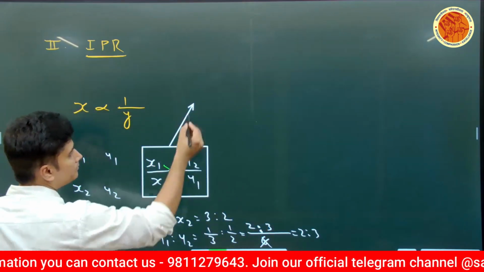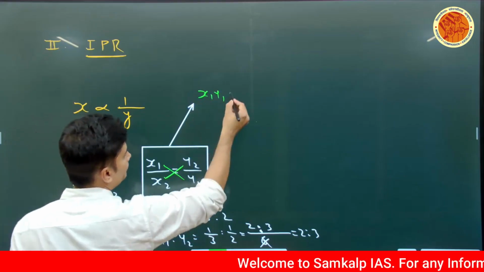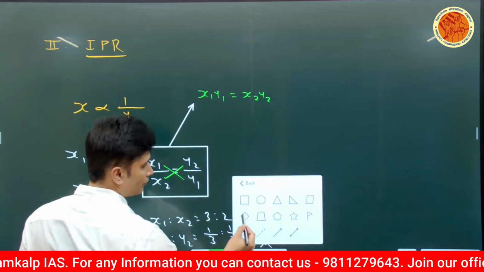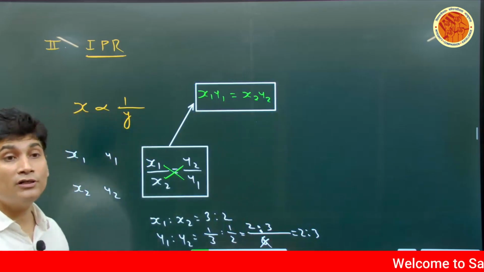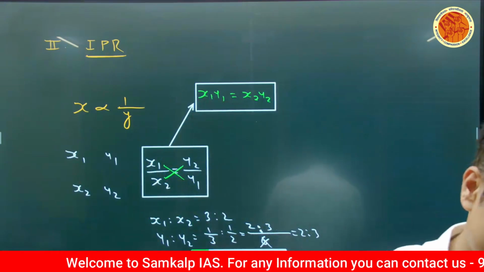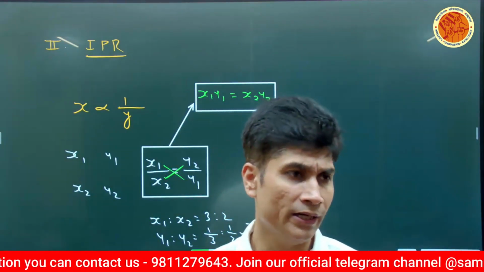x1 multiplied by y1 and x2 multiplied by y2. So wherever the relationship is inverse, multiplication gets direct. So in short, keep in mind one thing.